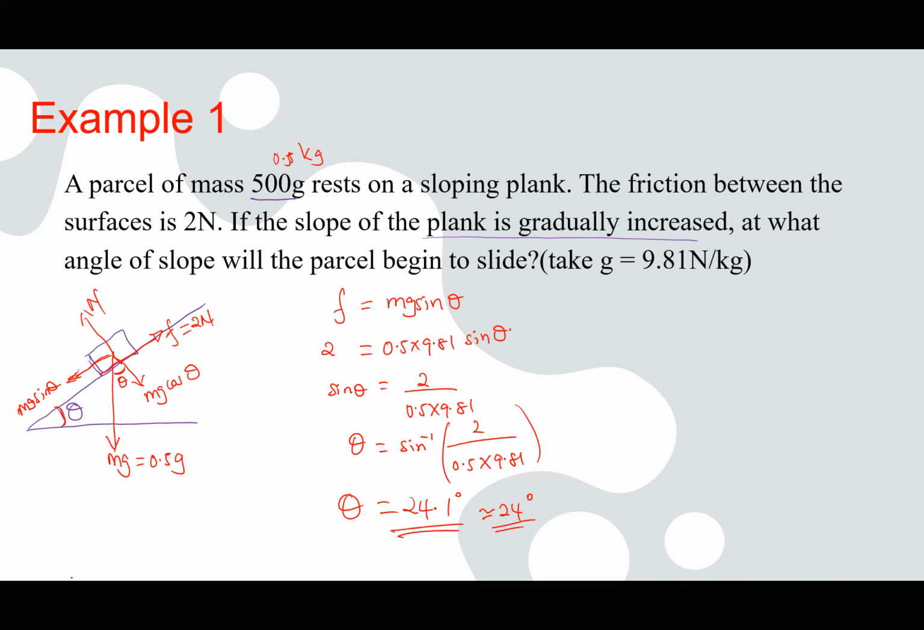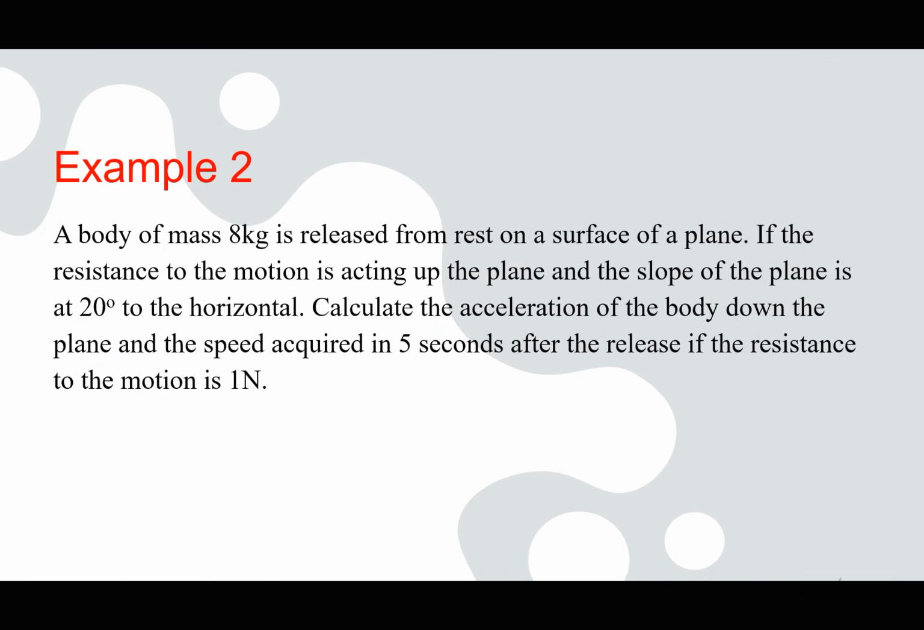Let's see if there is another example. A body of mass 8 kilograms is released from rest on the surface of a plane. If the resistance to motion is acting up the plane and the slope of the plane is 20 degrees to the horizontal, calculate the acceleration of the body down the plane and the speed acquired in 5 seconds after the release if the resistance to the motion is 1 Newton. So I'll sketch the diagram here for simplicity. Many times in the exam, the diagram is always shown.